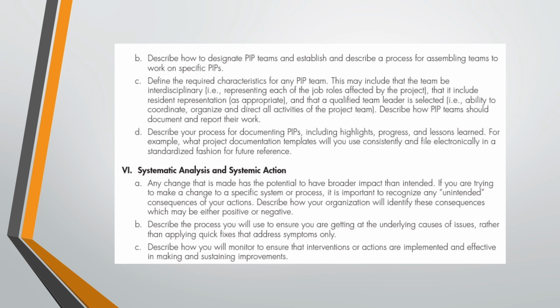We can also talk about systematic analysis and systemic actions. Any change that is made has the potential to have a broader impact than intended. If you are trying to make a change to a specific system or process, it is important to recognize any unintended consequences of your actions. Describe how your organization will identify these consequences, which may be either positive or negative. Describe the process you will use to ensure you are getting at the underlying cause of the issue rather than applying quick fixes that address symptoms only. Describe how you will monitor to ensure that interventions or actions are implemented and effective in making and sustaining improvements.